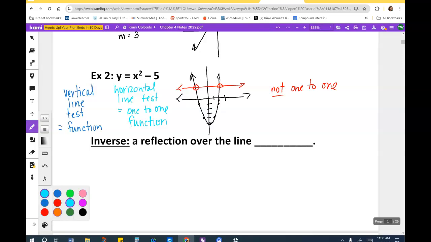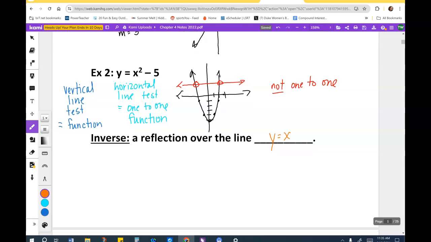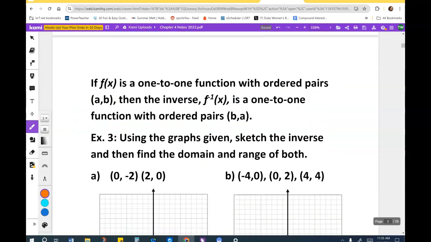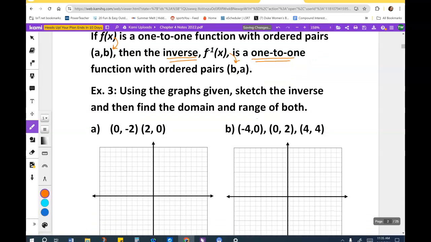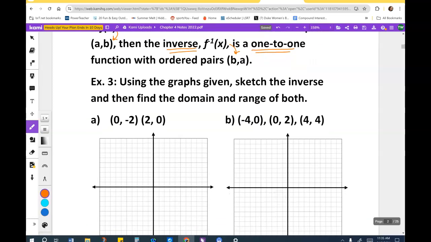Okay, next thing we're going to talk about is what an inverse is. An inverse is a reflection over the line y equals x. We're going to look at what that looks like on the next page. If you have a one-to-one function, then the inverse is a one-to-one function when the ordered pairs are switched. Notice if this function has the ordered pairs of a, b, the inverse, those ordered pairs are going to be flipped.